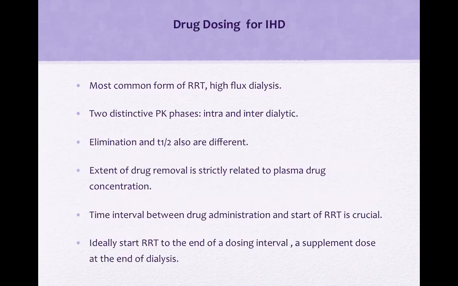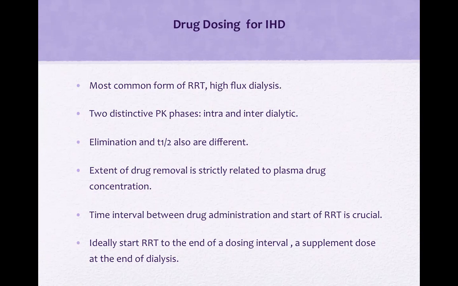Now, there are certain things you have to consider while you dose drugs for patients on the intermittent form of dialysis. By far, this is the most common form of dialysis, and it is a high flux dialysis. Remember that in intermittent forms of dialysis, you will have two distinctive PK phases, that is one during the dialysis, that is the intradialytic value, and inter, that is in between the dialysis. Similarly, you will have two eliminations and two T-half values, which are nothing but the values during the dialysis and in between the dialysis. The intradialytic elimination of the drug is faster compared to the interdialytic elimination.